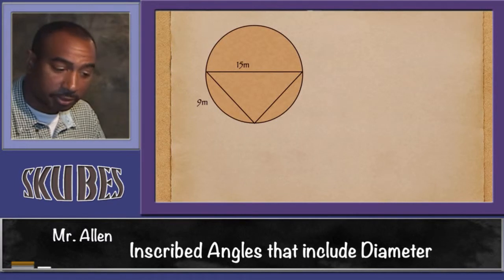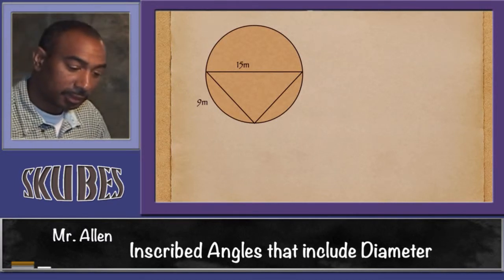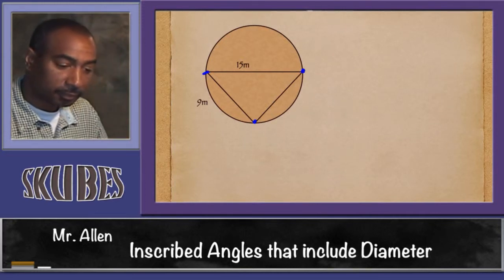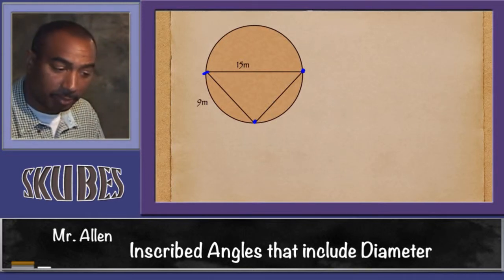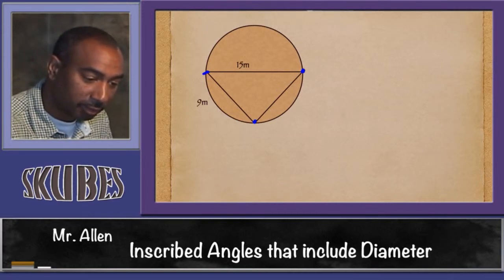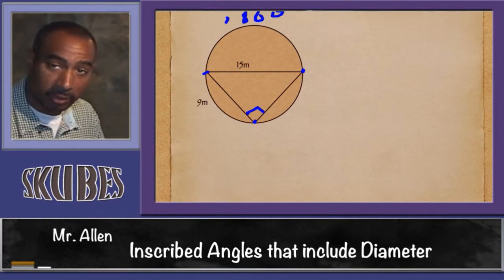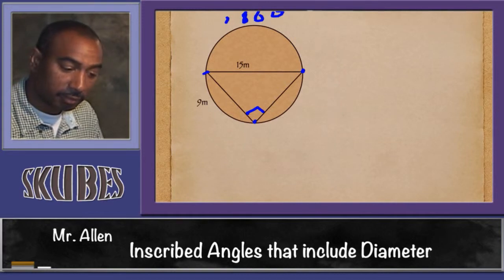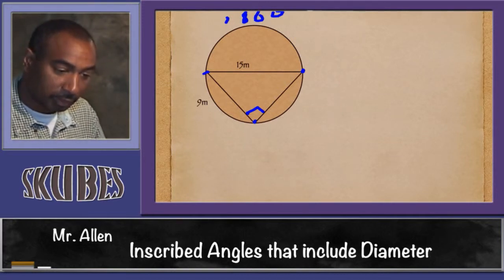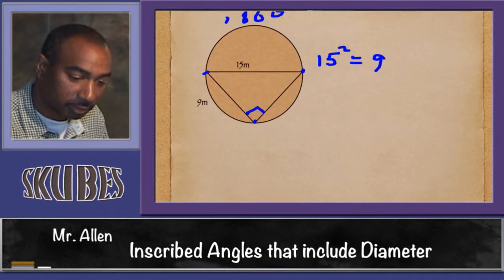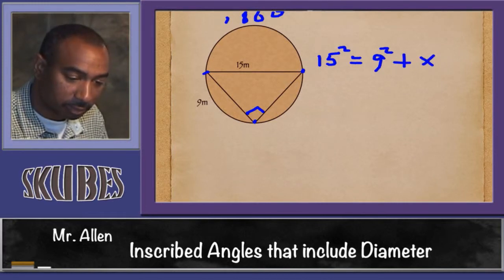All right, likewise, we have a situation where we have an inscribed angle that includes diameter. So we know this is 180. That makes this a 90-degree angle. Therefore, I can use Pythagorean theorem again to figure out the length of the missing chord. So now my hypotenuse is 15. So I say 15 squared is equal to 9 squared plus x squared.